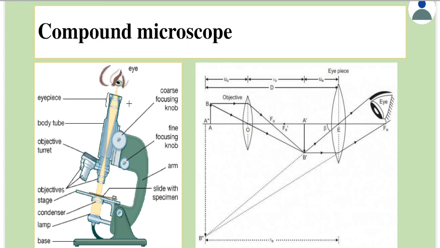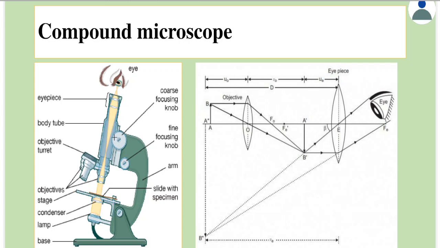A compound microscope consists of two lenses called the objective and the eyepiece. The objective is the lens which is facing the object and the eyepiece is the lens which is towards the eye.